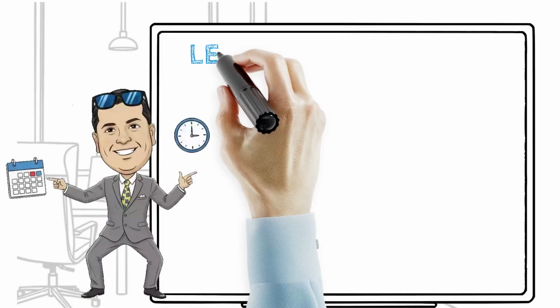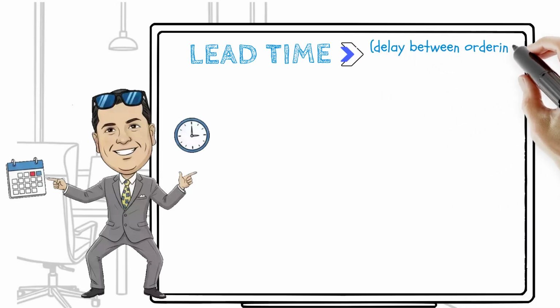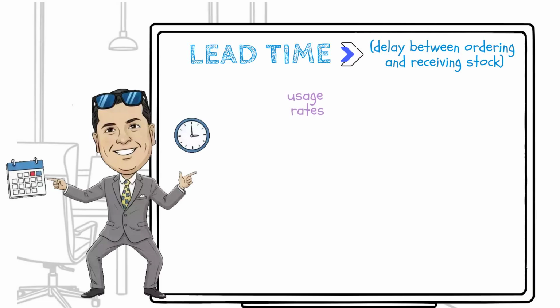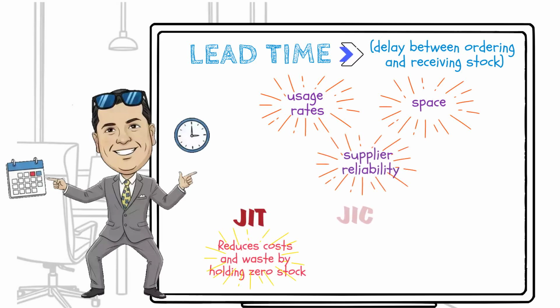Lead time. Lead time is the delay between ordering and receiving stock. It determines when to reorder to prevent falling below buffer stock, the safety reserve used for emergencies. Levels depend on usage rates, space, and supplier reliability. JIT reduces costs and waste by holding zero stock, while JIC holds buffer stock to meet sudden demand and gain bulk discounts.